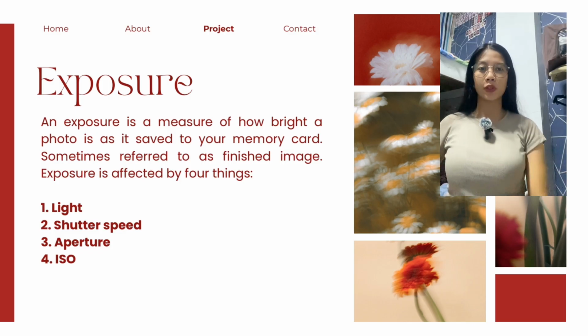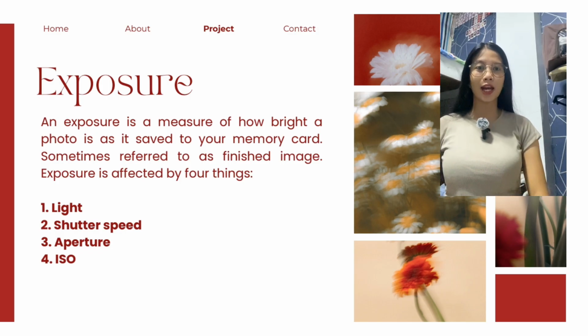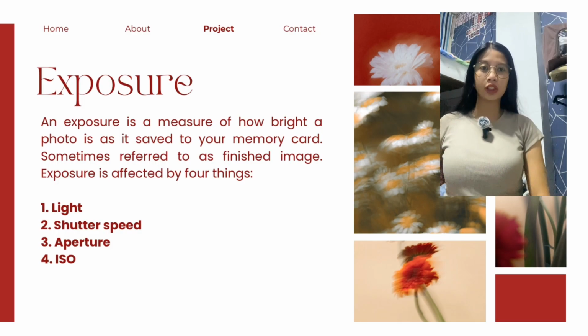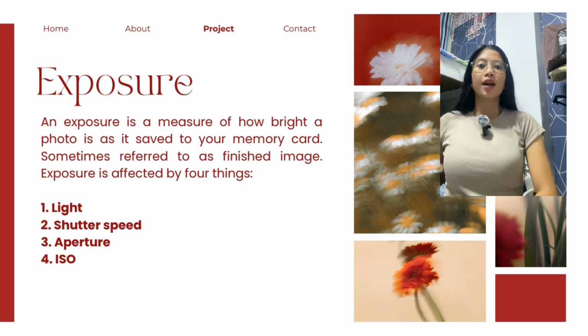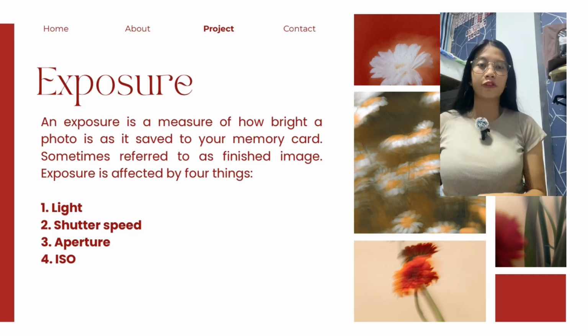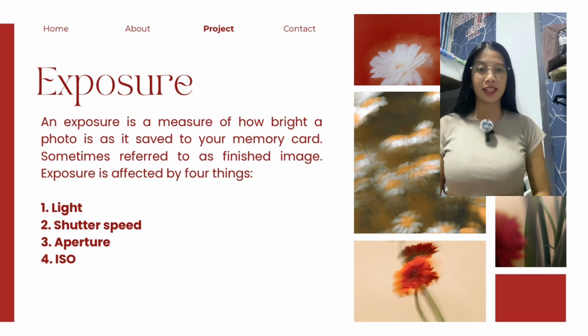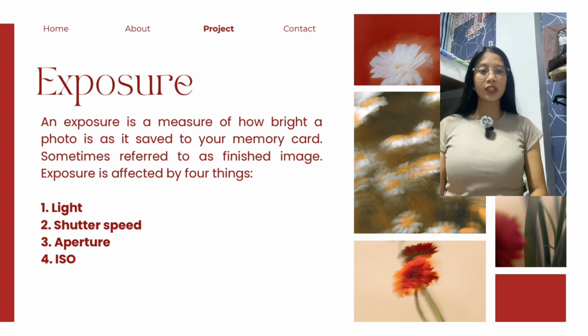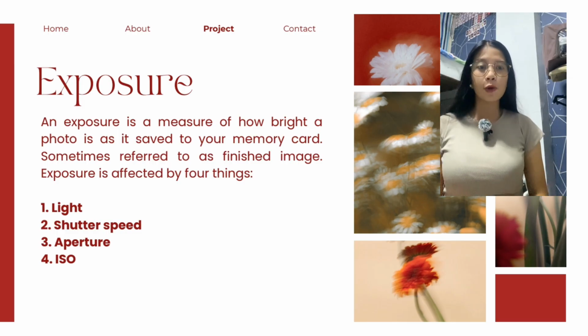Exposure. Exposure is a measure of how bright a photo is when it's saved to your memory card, sometimes referred to as the finished image. Exposure is affected by four things. First is light. Light is the raw material of photography. All three elements of the exposure triangle are simple mechanisms to manage how light is captured.